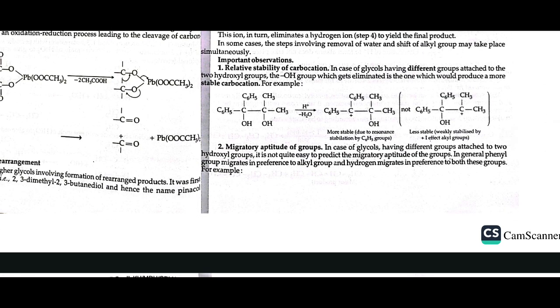Second, migratory aptitude of groups. In the case of glycols having different groups attached to the two hydroxyl-bearing carbons, it is not quite easy to predict the migratory aptitude of the groups. In general, the phenyl group migrates in preference to the alkyl group, and hydrogen migrates in preference to both these groups.